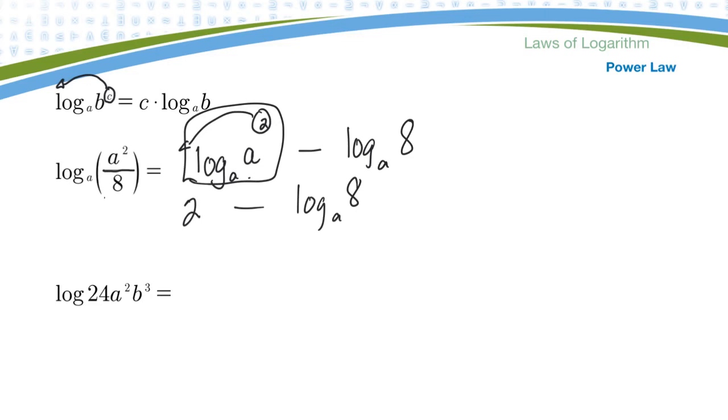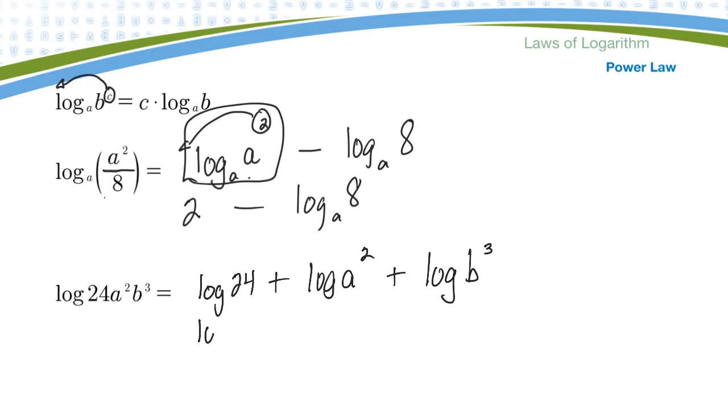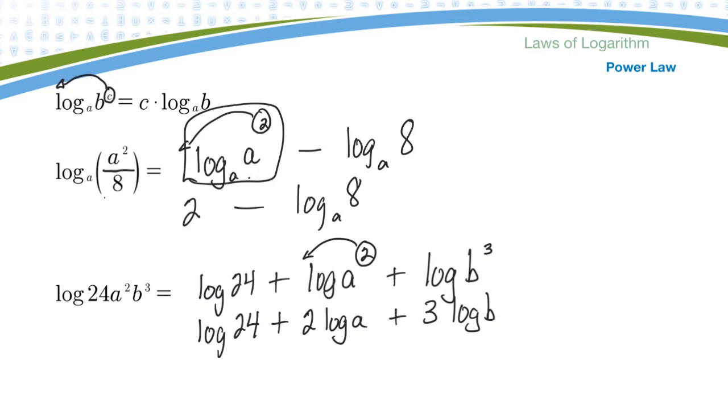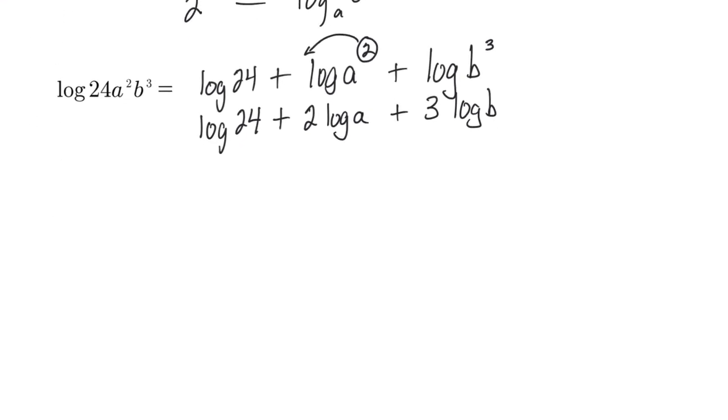Okay, this next one, I think I'm going to have to use the product law to separate this out a little bit. So let's do that. So log 24 plus log a squared plus log b cubed. Notice there's no base here, so we assume the base to be 10, but I don't have to write it in. Let's just leave the 24 for a second and do the rest. So this is the power law. I can bring this out front. So that'd be 2 times the log of a plus, and this one would be 3 times the log of b. Now, 24, I think I can simplify that a little bit.